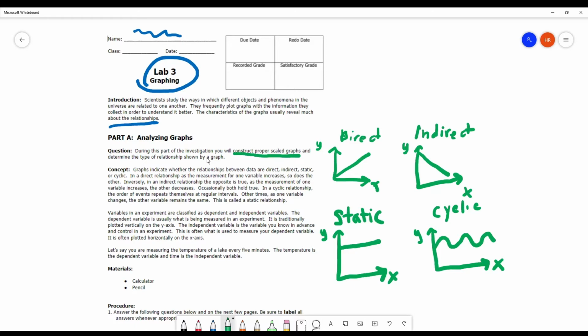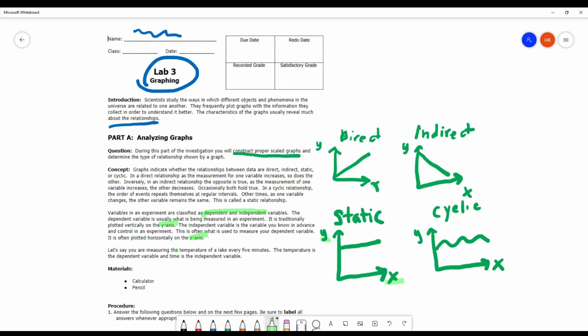Some important things that you need to know are that we have dependent and independent variables. Sorry for crossing those out. I'll grab a highlighter. Dependent and independent variables. The dependent variable is what's being measured in the experiment. It's what depends on your experiment, and that goes on the y-axis. The independent variable is the one you know in advance and control, and that goes on the x-axis. So x, independent, y, dependent.